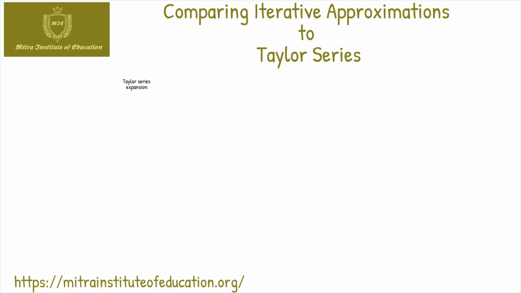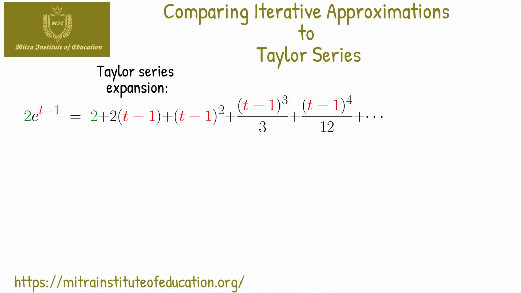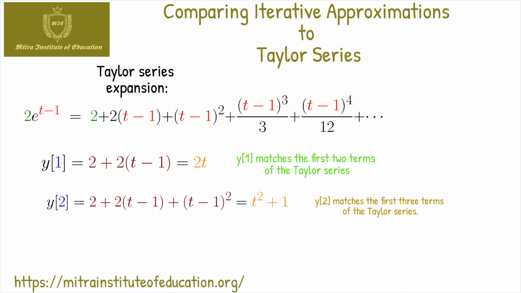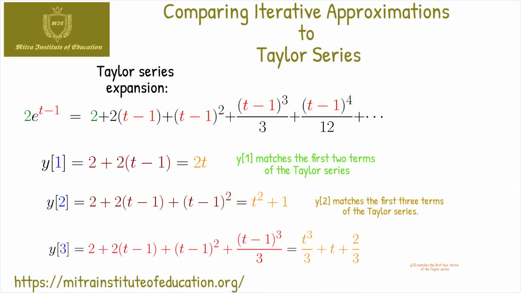In the previous slides, we calculated 3 approximate solutions. When we compare these approximations to the Taylor series expansion of the exact solution, a clear pattern emerges. The first approximation matches the first 2 terms of the Taylor series. The second approximation aligns with the first 3 terms. The third approximation corresponds to the first 4 terms. This progression shows that with each iteration, we're including an additional term from the Taylor series, improving our solution's accuracy. This demonstrates how the iterative method approaches the exact solution as we refine our estimates.